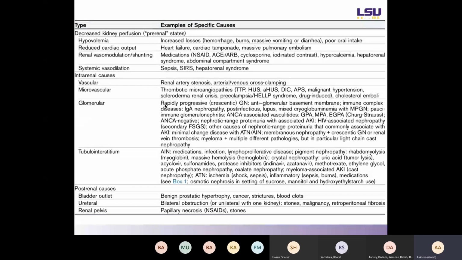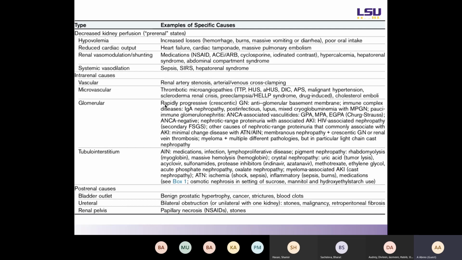And then finally, post-renal causes, if the patient has BPH, cancer, history of strictures, they're passing clots. These are all things that should clue you in. And we definitely work hand in hand with our urology colleagues and interventional radiology to assist with decompression, but trying to identify the need for decompression is an important part of the AKI workup.